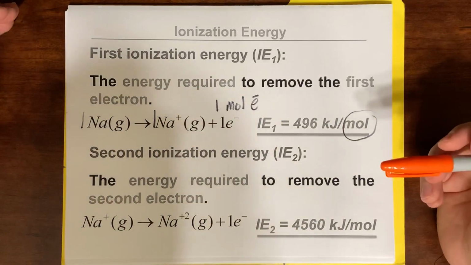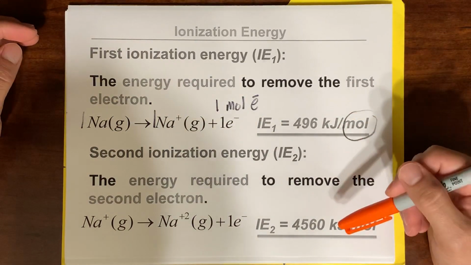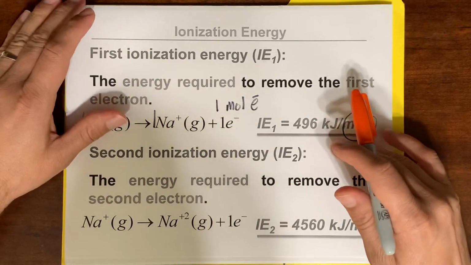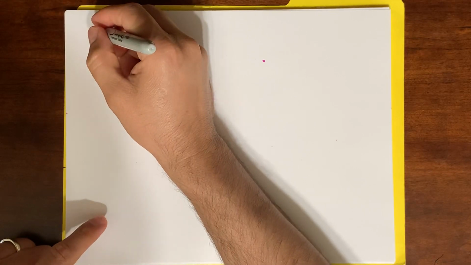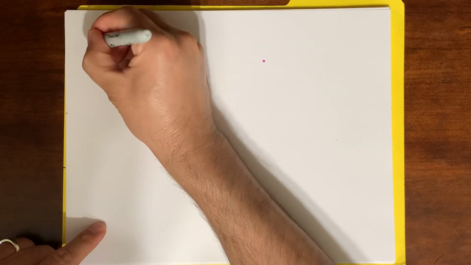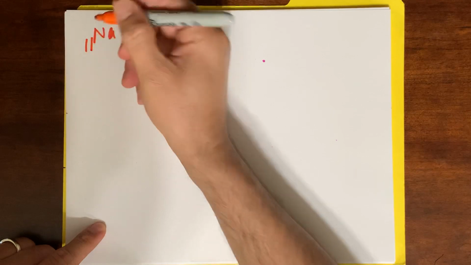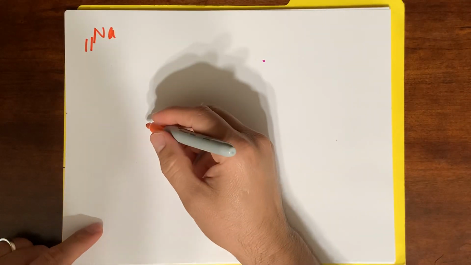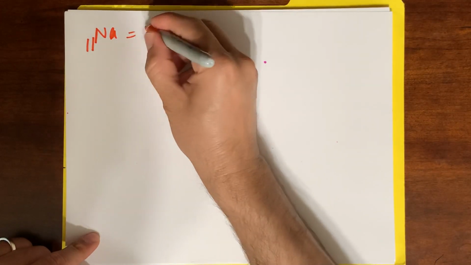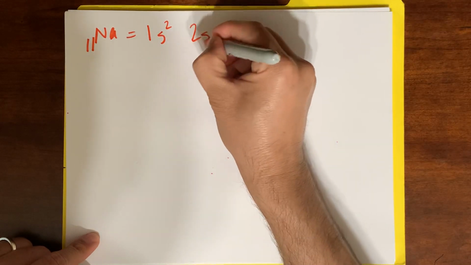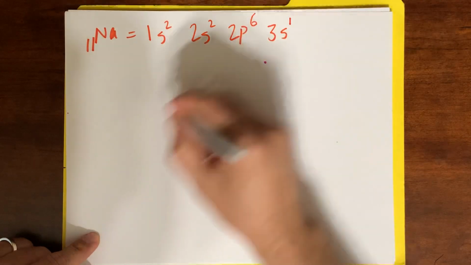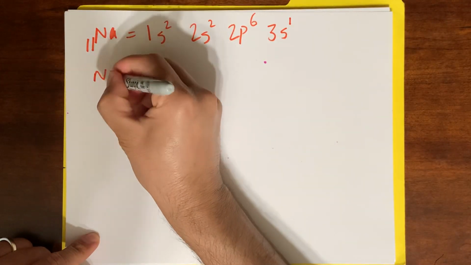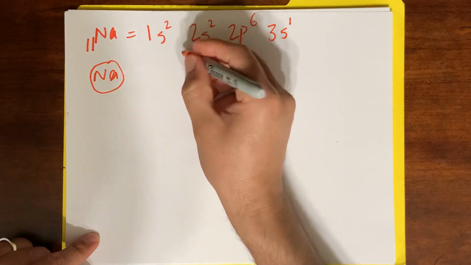If you write the electron configuration of sodium and compare it with the sodium ion, you will find your answer there. So let's go with sodium. Sodium has 11 electrons and 11 protons. So we go with 1s2, 2s2, 2p6, 3s1. So here is sodium, the nucleus of sodium.